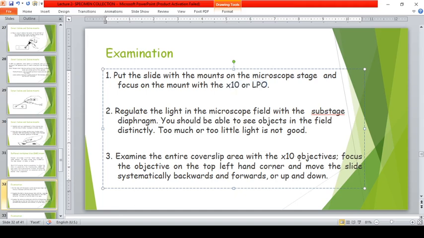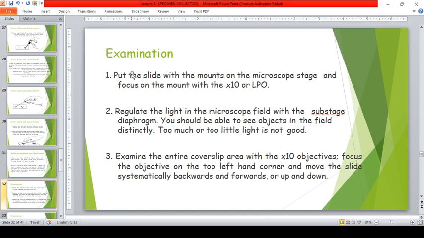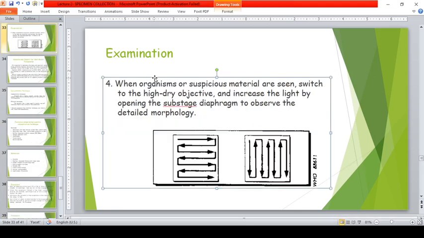Examine the entire cover slip with the 10 times objective, which is the LPO. Focus the objective on the top left-hand corner and move the slide systematically backwards and forwards or up and down. For example, this is what is seen under the microscope. You start on this part, the upper left, going up or down, or sideways.